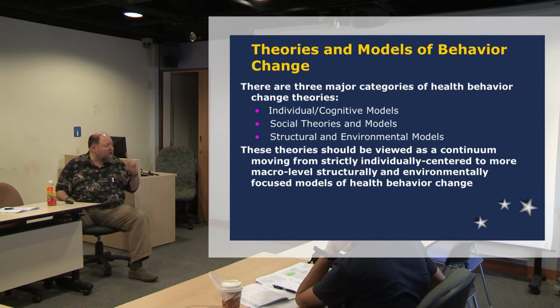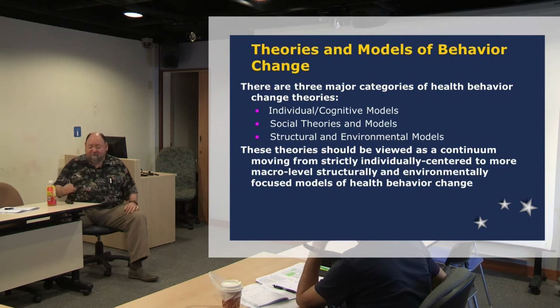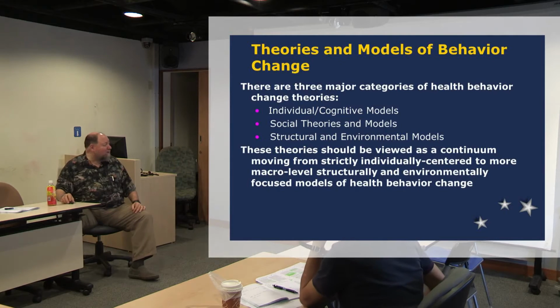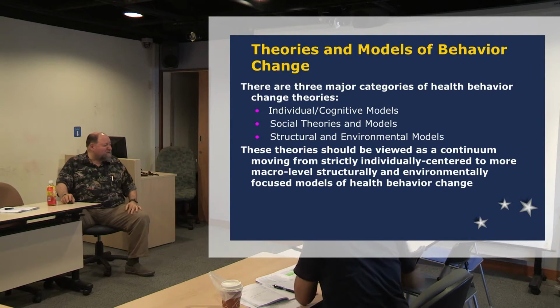Typically what I do is I use a combination of those models. They all have their own strengths, they all have their own weaknesses, but I think combined they provide some really neat ways of thinking about human behavior and intervention. So let me talk about what these are. These theories should be viewed as a continuum moving from strictly individually centered to more macro level, structurally and environmentally focused models of health behavior change.